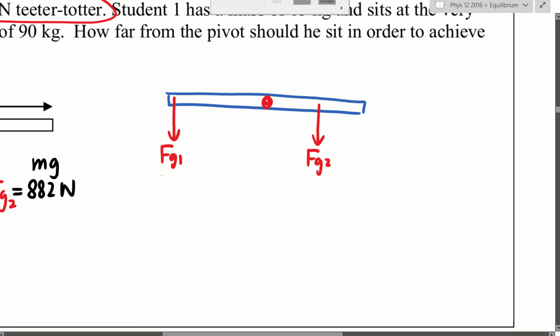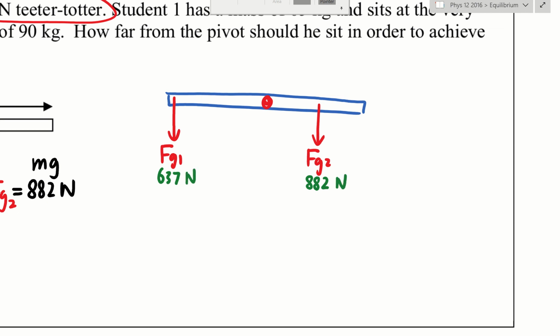How do you measure distance? Now FG1 is 637, FG2 is 882 Newton. How about FG3? I don't care. It's on the pivot point. That doesn't matter anymore. Right? So, distance. I did distance, boys and girls.